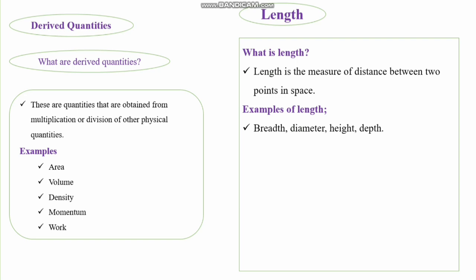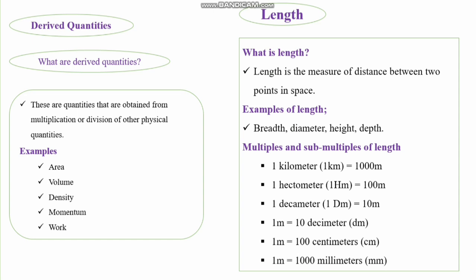There are different types of length. The first one is breadth, the diameter. If you have a cylinder, the distance between one point and the other on the cross-sectional area is the diameter. The height is the vertical distance, and the depth also is a vertical distance but going downwards. The diameter is usually the horizontal distance.